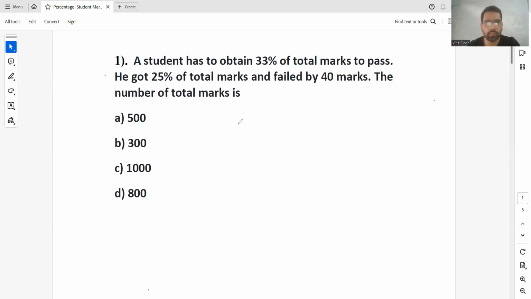Hello everyone, my name is Vinit Kumar Singh and today we will start a new topic of percentage, that is student marks. So we will start from question number 1.